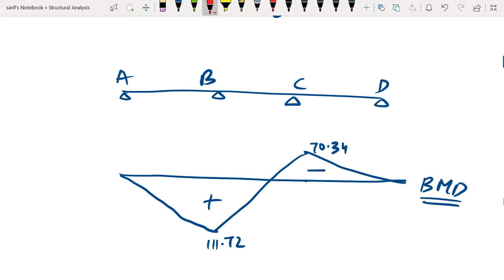One thing we have to notice is that when the beam does not have any support settlements, the support moments will always be hogging or negative in nature. However, when beams are subjected to support settlements, there can also arise sagging moments at the supports. So this point has to be noted. We will see it in another lecture with a new example. Thank you.